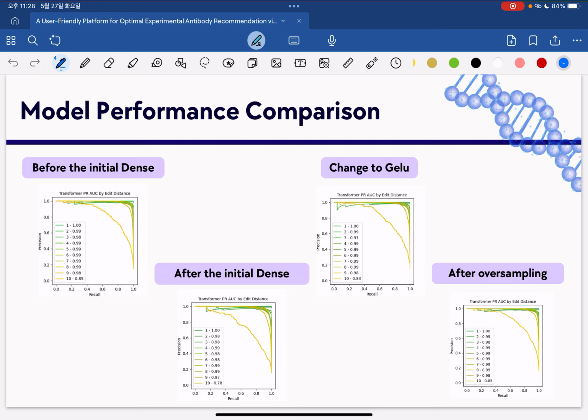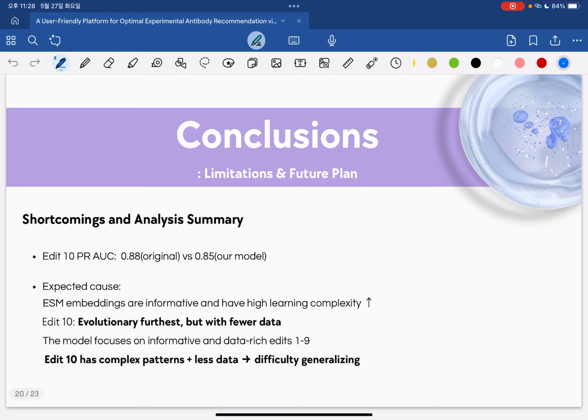We believe that the slightly lower performance on ED10 samples is due to their higher complexity and relatively small number in the dataset. Despite using information-rich embedding vectors, the model's performance on ED10 remains slightly lower. We think that the model focuses more on learning from edit distance 1 to 9, where the data is more abundant and evolutionarily closer to the original. In contrast, edit distance 10 sequences are both more complex and less abundant, making them harder to learn effectively.